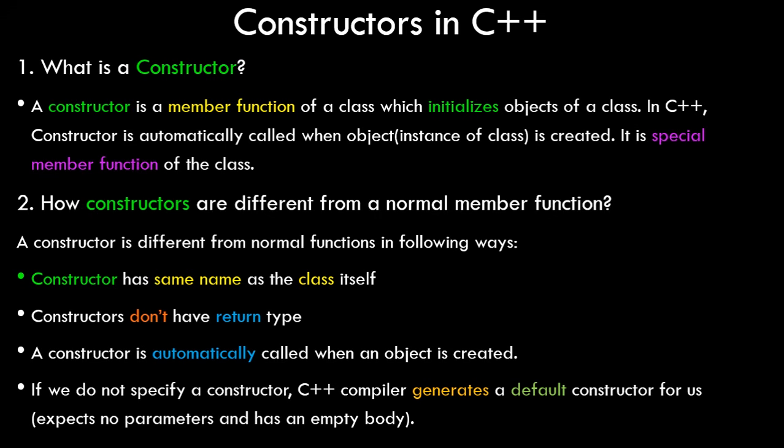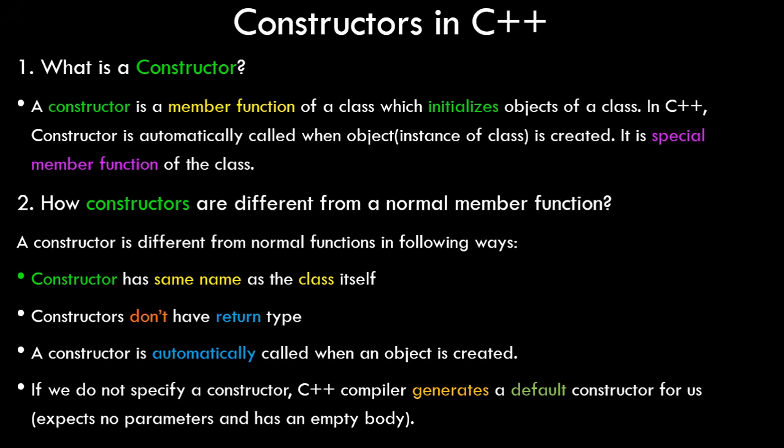The third point is a constructor is automatically called when an object is created. Even when we don't create a constructor explicitly, when the program is compiled and the object is created, the program itself creates a constructor, which is usually known as a default constructor, and we'll go through the types of constructors as well. The last point says the same: if we do not specify a constructor, the C++ compiler generates a default constructor for us, which expects no parameters and has an empty body. That is what a default constructor is.